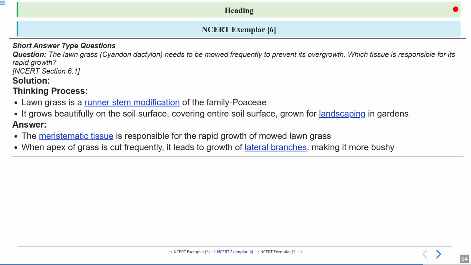So it is not apical meristem, it is lateral meristem, because you cut. When you cut the grass, the apical meristem is gone. It got cut. But what is left? Lateral meristem. So quickly from the lateral meristem, new branches emerge and they make this lawn green and bushy again.